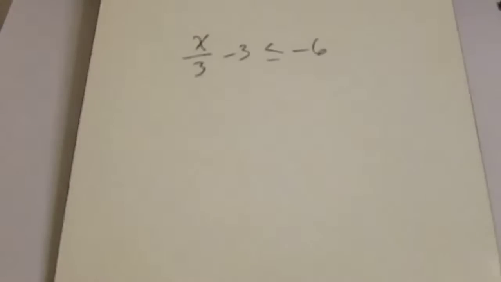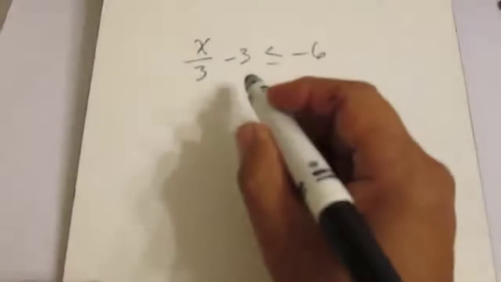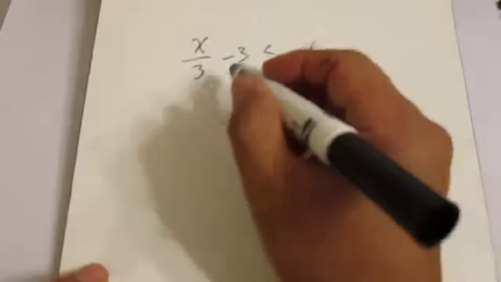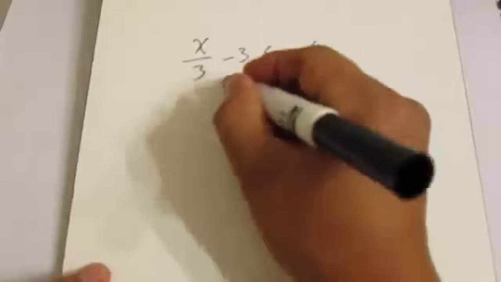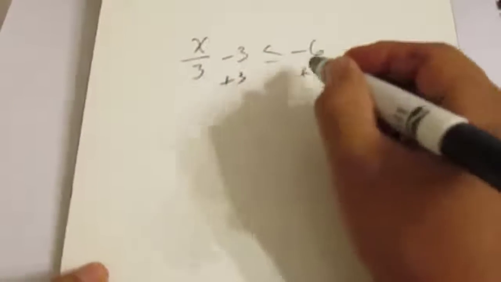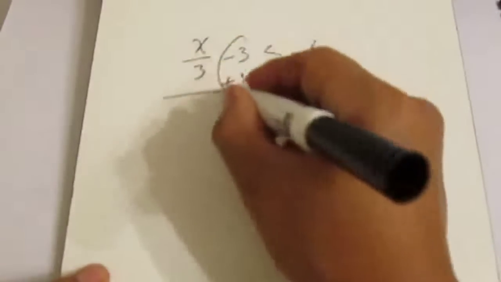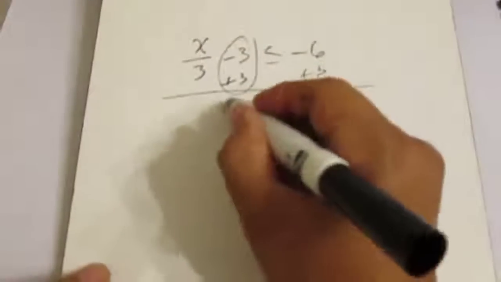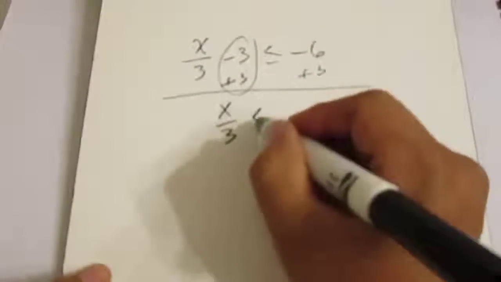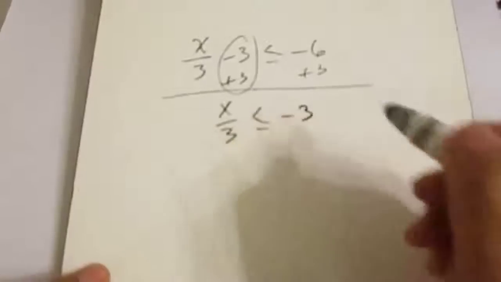Okay. First things first, earlier I did the distributive property way. Well, you could do it both ways here, but I'm going to go ahead and use the addition property here. So here's my 0 pair. This turns into 0. So x over 3 is less than or equal to negative 3.